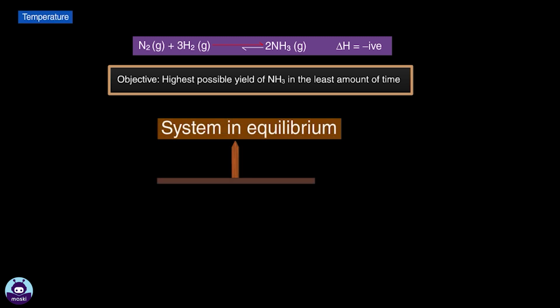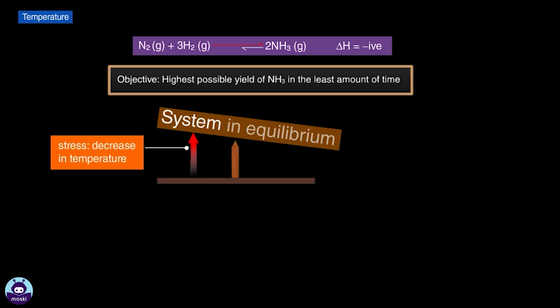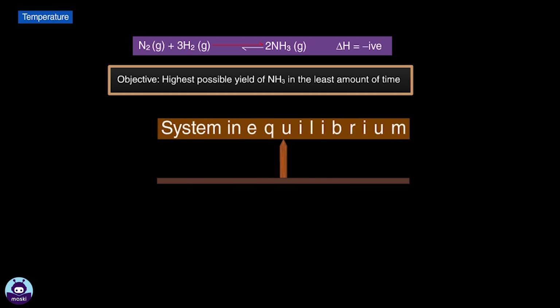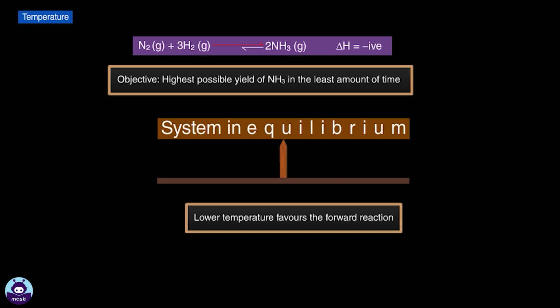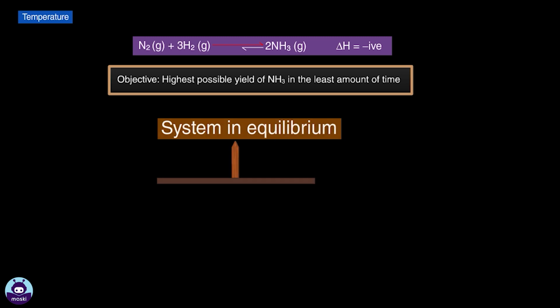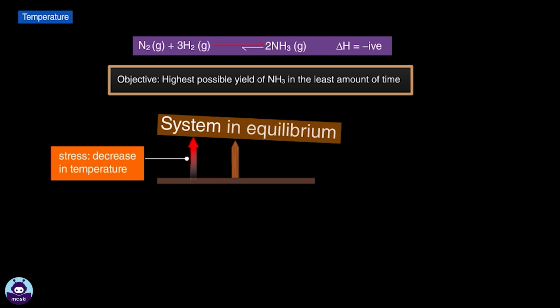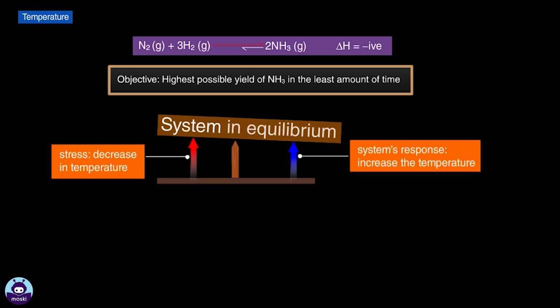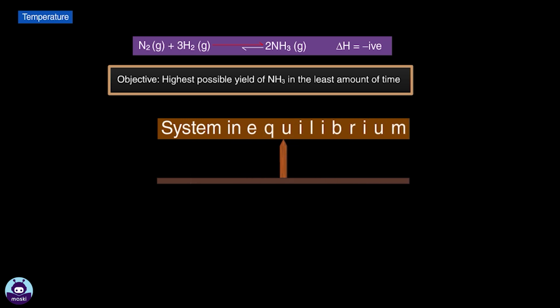Temperature. The forward reaction is exothermic. To favor an exothermic reaction, the temperature must be reduced, to which the system responds by favoring the reaction that increases the temperature. Reducing the temperature favors the forward reaction. However, temperature also affects the rate of a reaction. At low temperatures, the reaction takes extremely long to reach equilibrium. This is not ideal for industrial production.